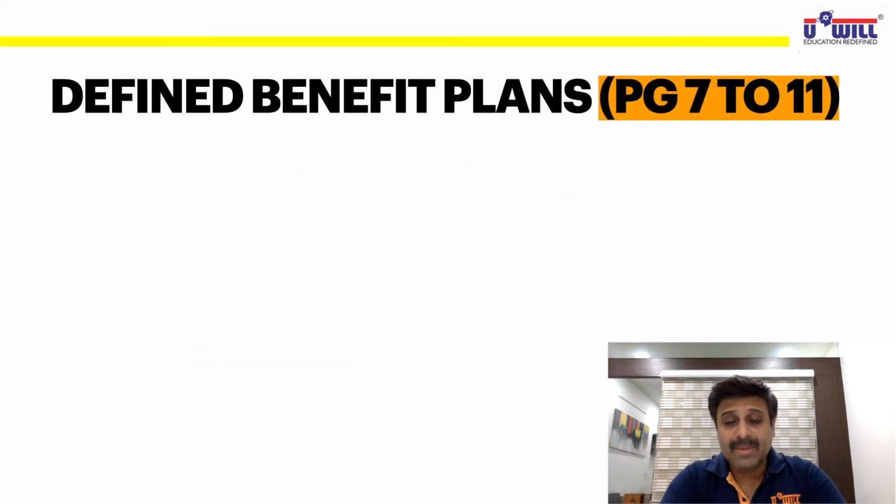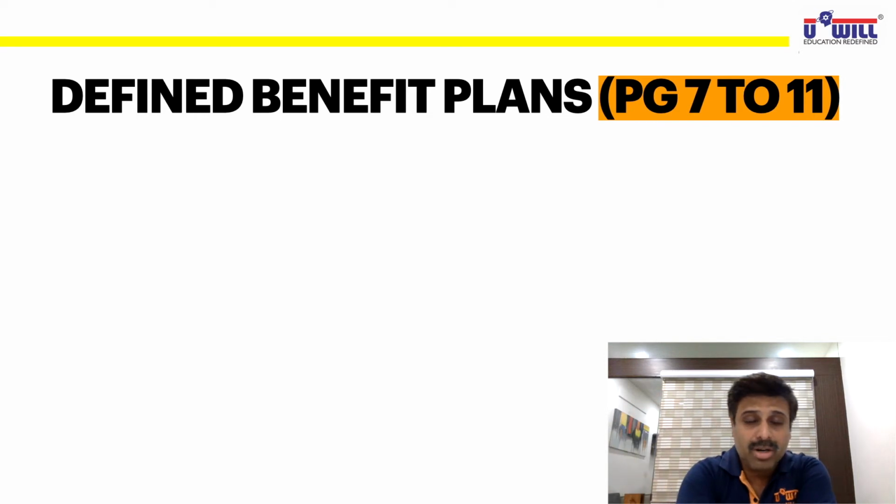Now, defined benefit plans. This will cover all the points from page 7 to 11. Pages 5 to 7 we covered in the last two slides. All the theory points from pages 7, 8, 9, 10, 11. So imagine 11 pages of theory we have written in your notebook in very simple language. Page 7 to 11. What are defined benefit plans?